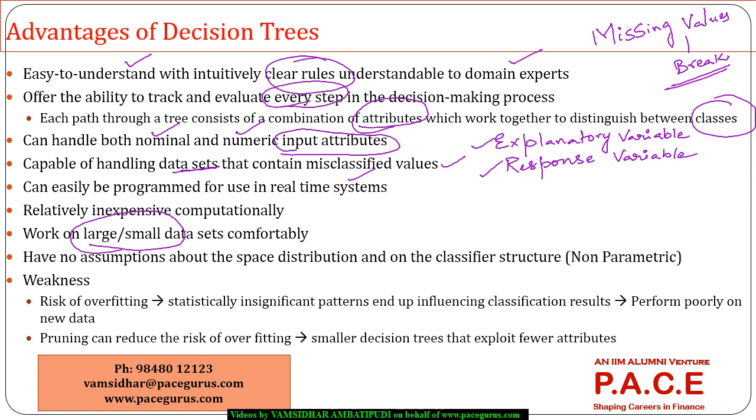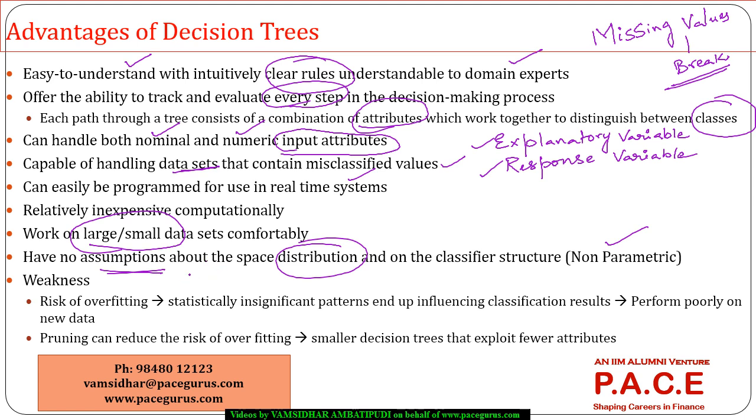And as I have been telling you, they are non-parametric. They really do not make any assumptions regarding the distribution of the variables. We don't need the data to be normally distributed or Poisson distributed or have any such statistical distribution. That's why we call them non-parametric. So you can find there are lots and lots of advantages associated with decision trees.